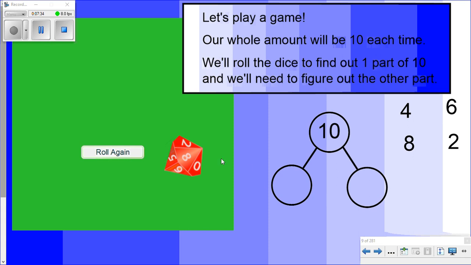Right, let's get ready to roll again. 3. Okay, so now we have a 3 as one of our parts, a 3. You know what to do. Hold up 10 fingers and then put down 3 of those fingers and see what you still have sticking up. I'll give you time to count.